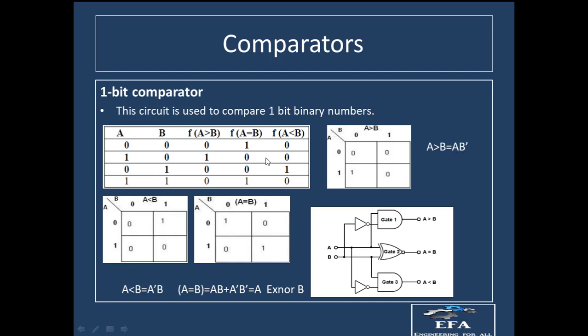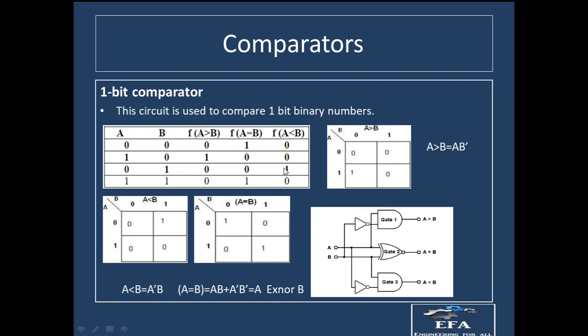After that we have A equal to B. So A equal to B is A complement B complement plus AB, or AB plus A complement B complement. Now what is AB plus A complement B complement? That is A XNOR B. So the output of A equal to B will be A XNOR B. We will have one XNOR gate between A and B for our output, that is A equal to B.